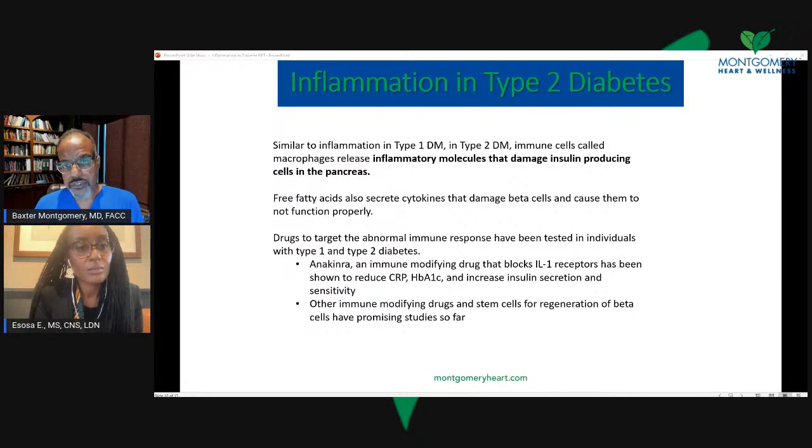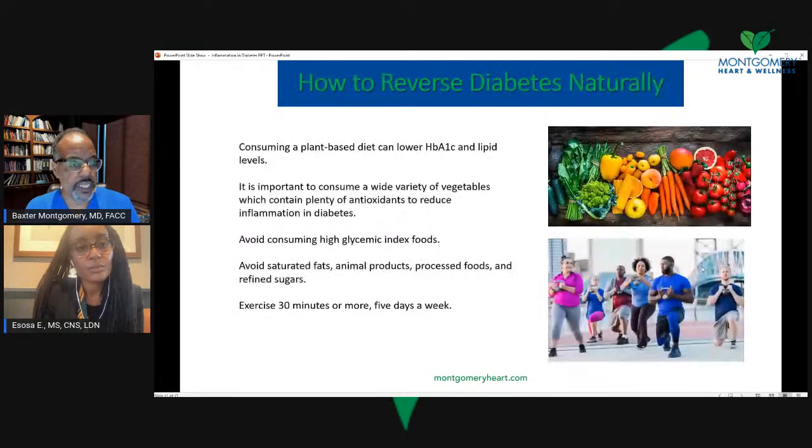In fact, type 2 diabetes is probably one of the most responsive diseases to a plant-based diet that I know of. In that situation, insulin resistance can be reversed greatly with plant-based diet and natural things. But there are other things you can do. Exercise is important. As I said, consuming a plant-based diet can lower hemoglobin A1C. I've shown you our data where we put them on a defined plant-based diet.